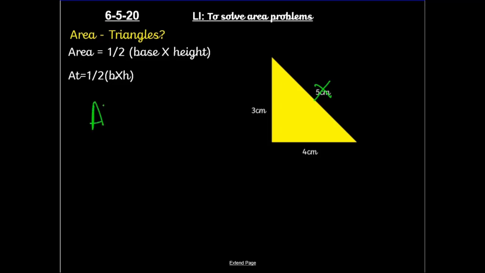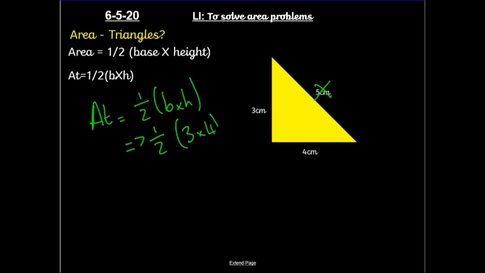So the area of this triangle is equal to a half of base times height, which goes to a half of 3 times 4. So that's 1/2 of 12. 3 times 4 is 12, and a half of 12 is 6, in this case centimetres, and again squared. Area of a triangle, half of base times height.